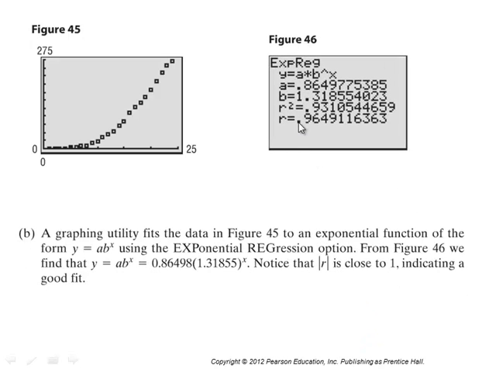Notice that our R value is close to 1. That means that we have a pretty good fit, meaning that our data really are exponential in nature. And here is the form of our equation right here, where you've got A and B right there.